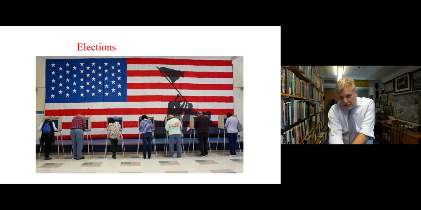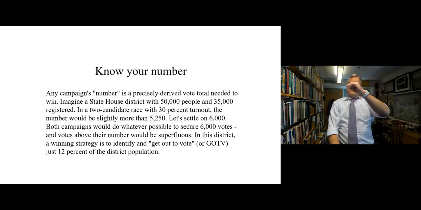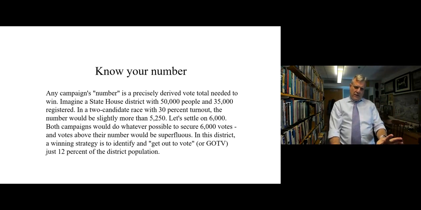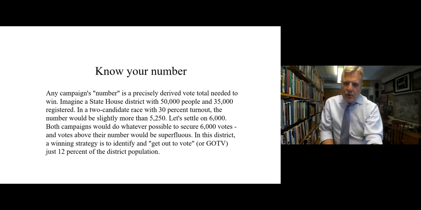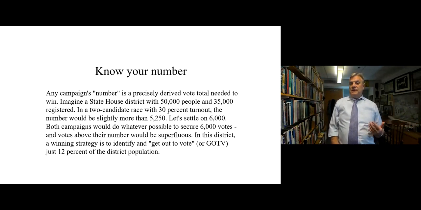I want to talk about elections just a little bit to take us through some of the aspects of American history and understand going in that every campaign focuses on something called their win number. And the number is relatively precisely determined, based on how many votes you need to go out and identify and get to the polls. So in this imaginary case that I put up here in front of you, you might have a district with 50,000 people, but in a two-candidate race, only 30% are going to turn out. And so the number to win in a candidate's race like this is going to be 5,250. But if you're wanting to be sure that you win, you might settle on 6,000.